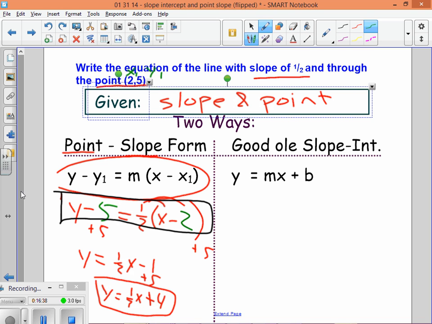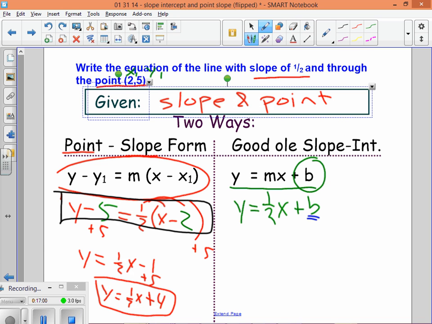You can just use y equals mx plus b form. Only problem is we are not given our y-intercept, so we'll need to find it. Let's see how this works. I know my slope, so I'm going to replace my m with my slope. Y equals 1/2 x plus b. I'm still stuck because I do not know what this b is.